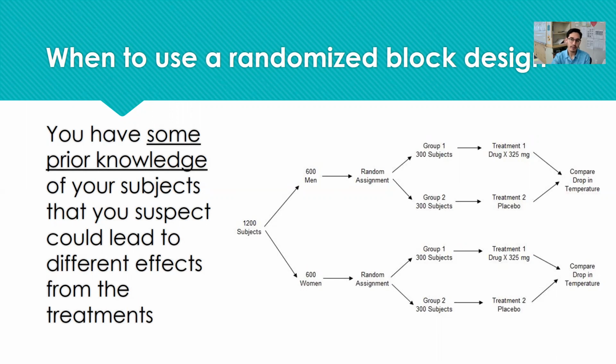So if I know something about my subjects beforehand, and I suspect that what I know might affect how the treatment works, then I should do a block design. I should separate my subjects first, and then carry out the same experiment within each subgroup. So it's like I'm running two parallel experiments now at a smaller scale.